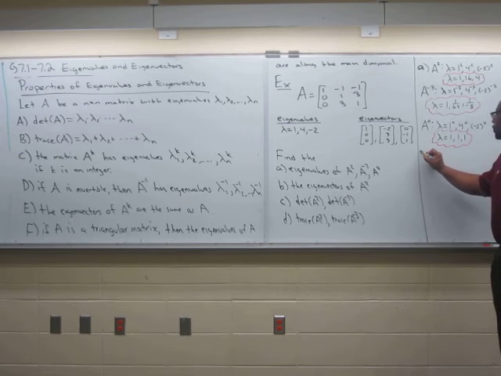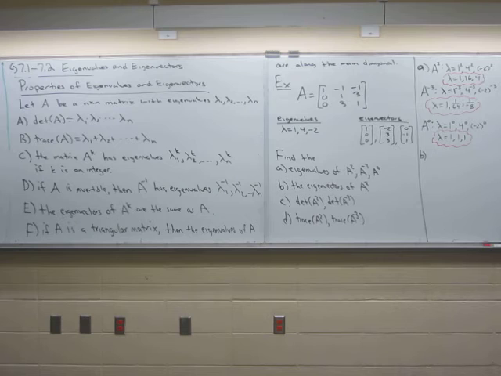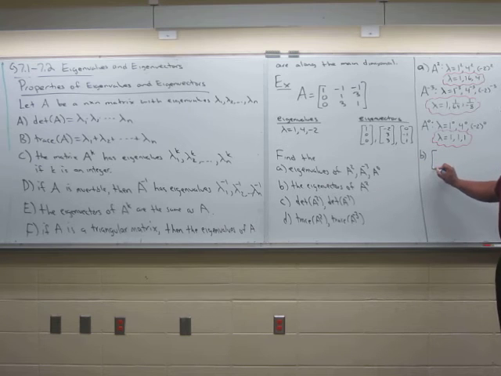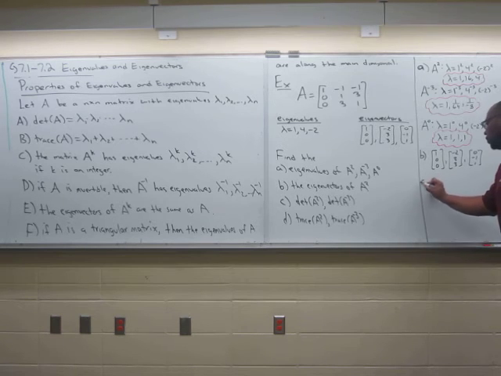Let's look at B. What are the eigenvectors of A squared? Well, they're the same eigenvectors as A, right? So when I write that out, I just have 1, 0, 0, negative 2, 3, 3, 0, negative 1, 1. Same eigenvectors as A.